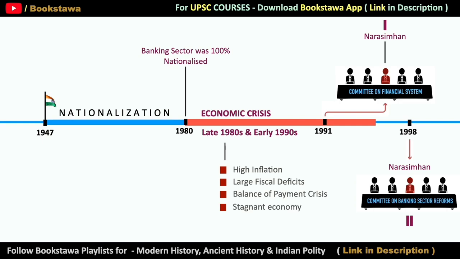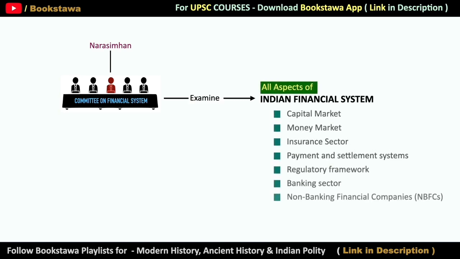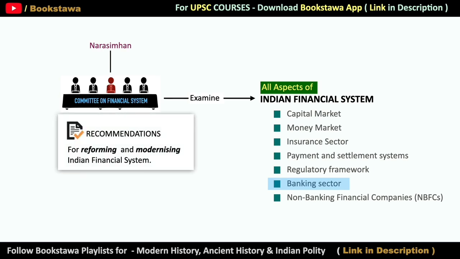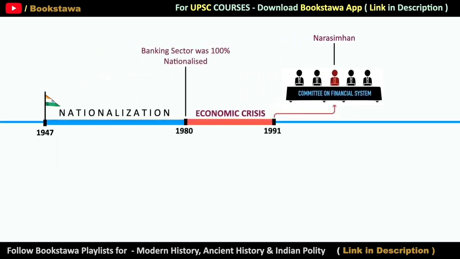So now if we talk about Narasimhan Committee first, it was given the task to examine all the aspects of the Indian financial system. One of these aspects was also the banking sector. The expectation from the Narasimhan Committee first was that after examining all the aspects of the Indian financial system, it would recommend in its report how the Indian financial system could be reformed and modernized. On the basis of these recommendations, the Indian financial system was restructured.